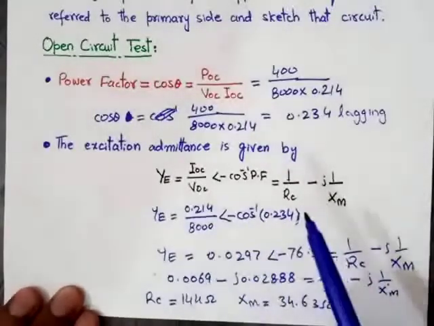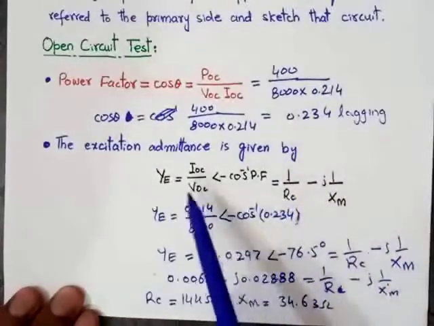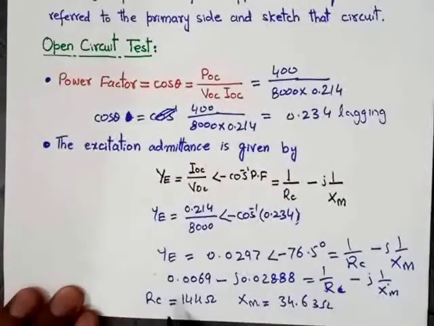As we have already discussed, by using the results of the open circuit test, we can determine the values of Rc and Xm. So now we will determine the R equivalent and X equivalent by using the short circuit test results.